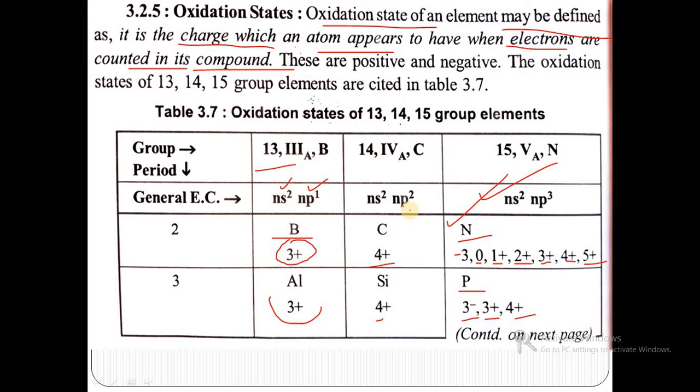So this is about some preliminary introductory part regarding the p block elements, and in the next lecture we will see how boron compounds, carbon compounds and nitrogen compounds are formed. So here we have completed this point.